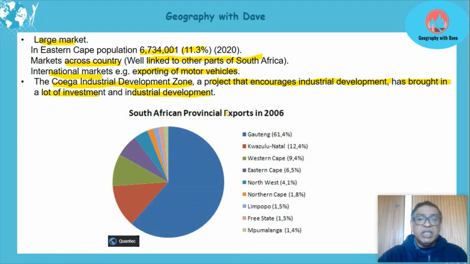So we look at the Eastern Cape and we may say 6.5% compared to 61.4%. Remember, 6.5% of the total exports is a significant amount. It goes into billions again. So it's a significant amount that's contributed. So don't look at the percentage in relation to Gauteng down here. I know it's much smaller, but it's still very significant. So markets, exports, etc., and the harbor has played its huge part in relation to that.